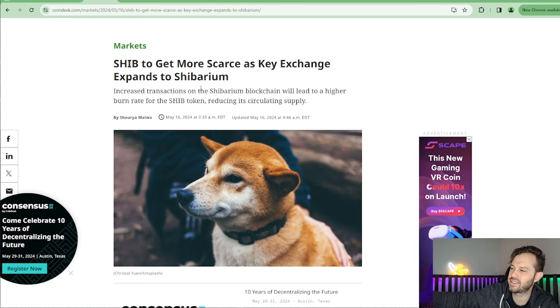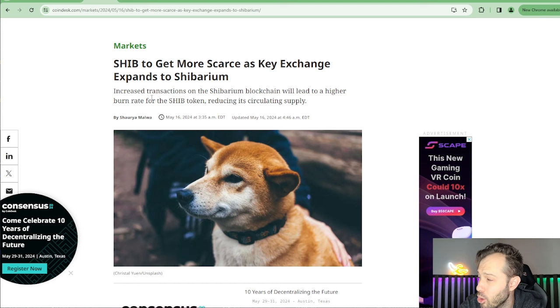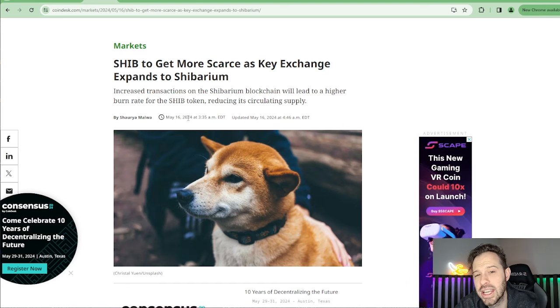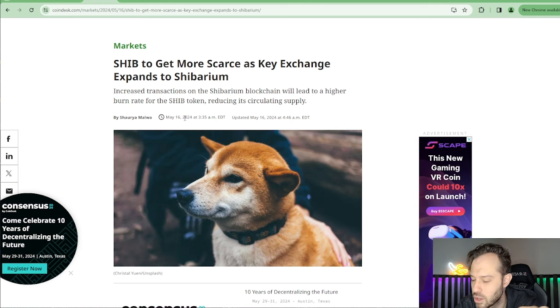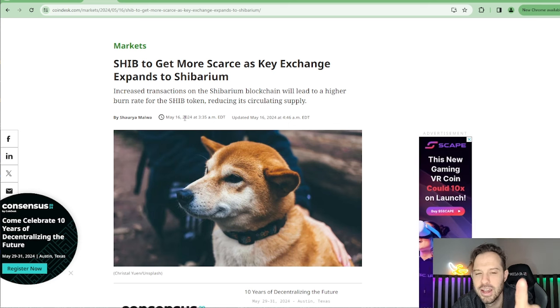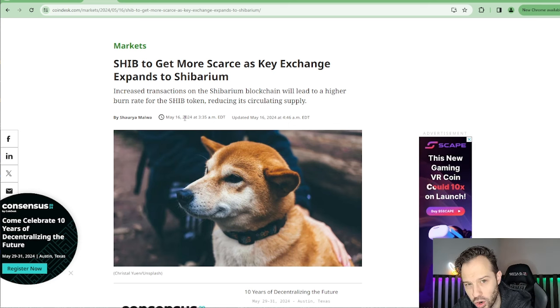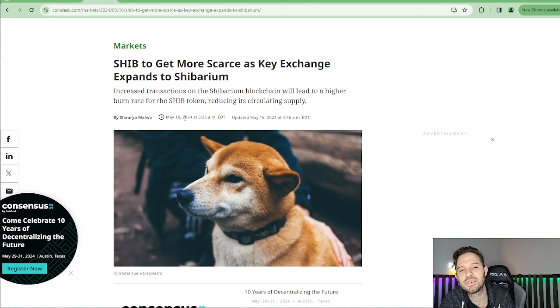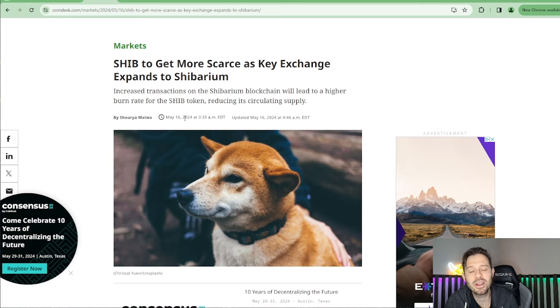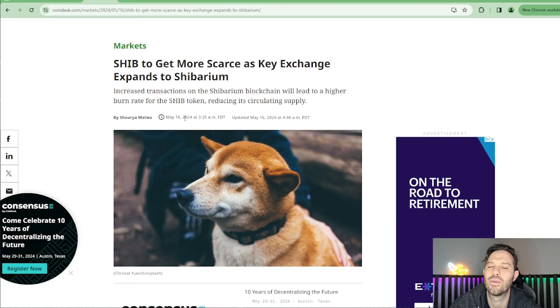Now, increased transactions on Shibarium blockchain will lead to a higher burn rate for the SHIB token, reducing its circulating supply. Let's talk about this for a second. The ecosystem team specifically hard forked Shibarium so that they will not have to burn Shiba Inu Coin. They specifically hard forked Shibarium so that transaction fees are lower. And if, by any sense of a miracle, Shibarium starts to burn Shiba Inu Coin, the ecosystem team will do exactly what they have done in the past. The burn fees will be too expensive at that point. They will hard fork and they will reduce them back down to zero.